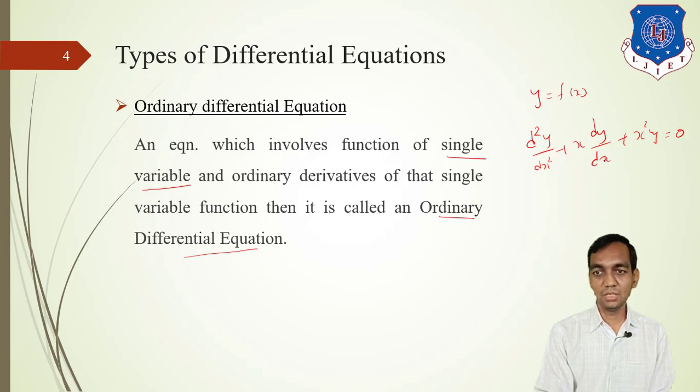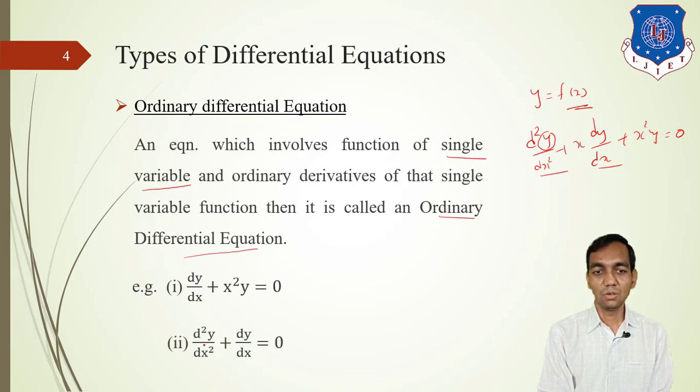Then this equation involves a single function y which is a function of x, and the derivative of y with respect to x is given, and here all derivatives are ordinary derivatives, correct, because you have a single variable function. Then it is called the ordinary differential equation. Example given: dy by dx plus x square y is equal to 0, or d square y by dx square plus dy by dx is equal to 0.